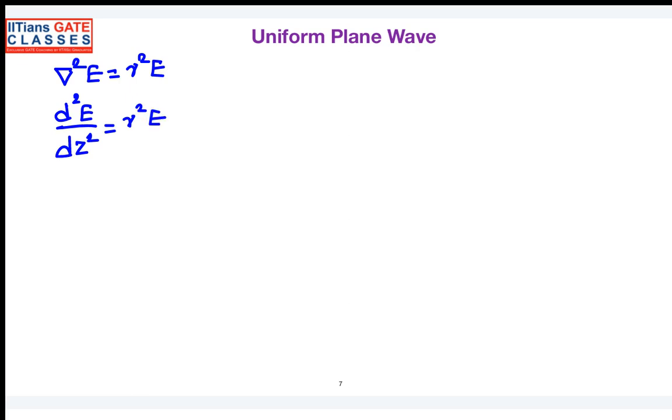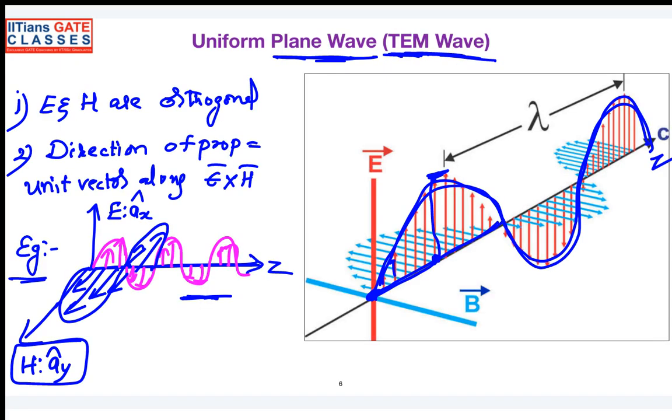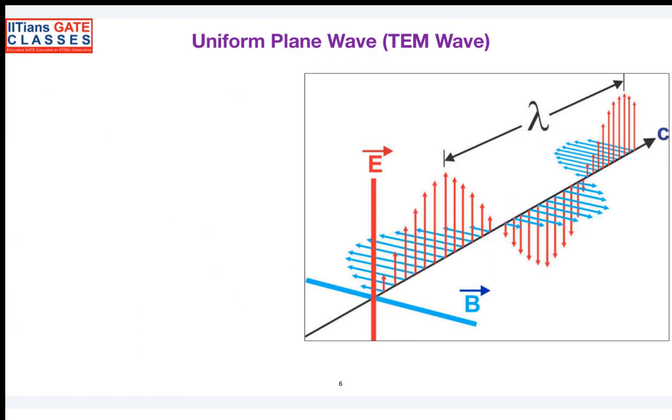Can you tell me the magnetic field? In the same way, del square H is equal to gamma square H. This is the equation you have. How to expand this now? If you want to see the diagram, how to expand? What is the variation? Rate of change is occurring in which direction for the magnetic field?